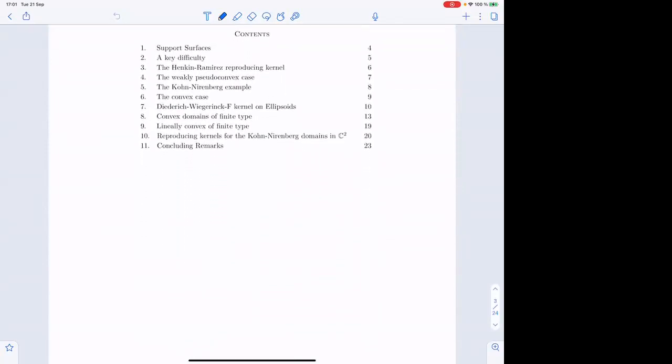I will talk about the support surfaces, which are hypersurfaces tangent to a domain but living in the outside. Then some small calculation, which is basically the only technical thing I will do, a very short calculation. I will do it a little bit later in a slightly more complicated but very simple form. And then I will mention something about the Henkin Ramirez reproducing kernel and go to the weakly pseudoconvex case.